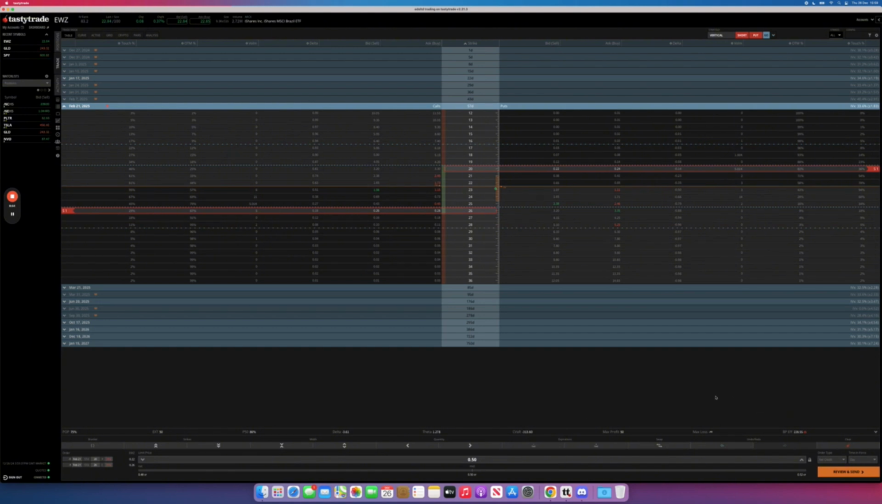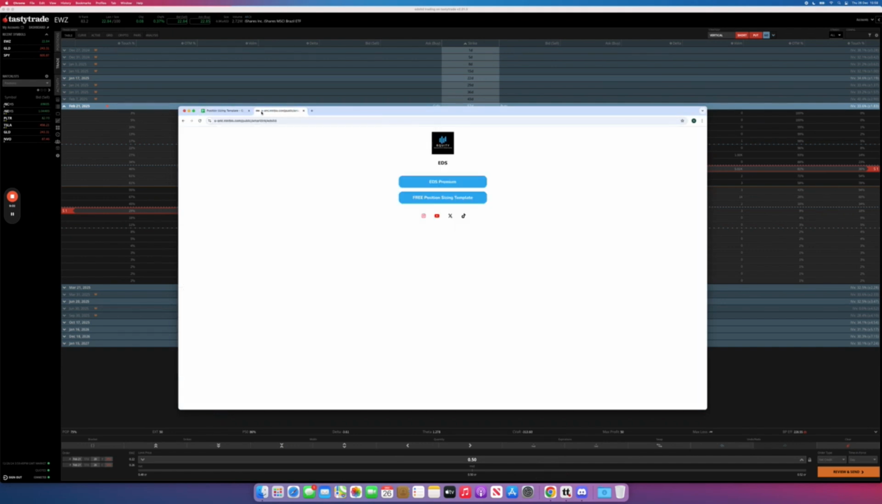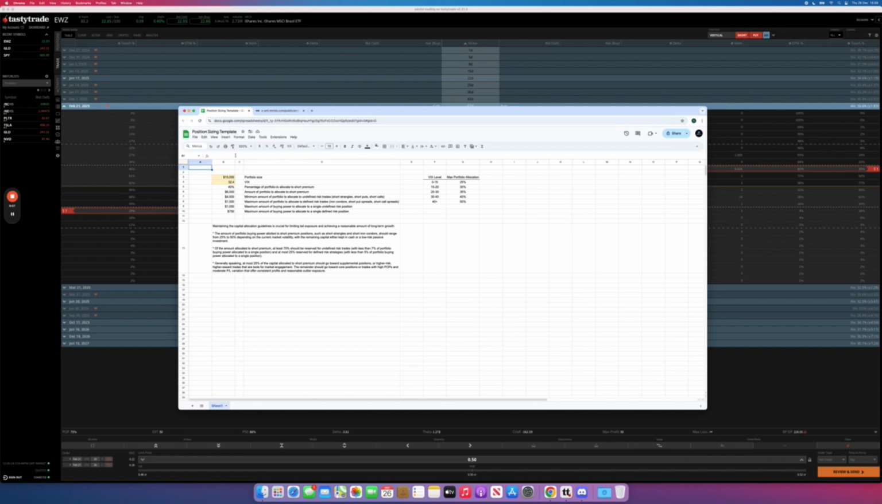Now, how do we know how much buying power you should be allocating to your positions? Well, in order to figure that out, we've created a free position sizing template. The link will be in the description. And the way it works is you enter in the size of your portfolio at the top, and then you enter in whatever the current VIX level is below it, and then everything will then be automatically calculated for you. So at this point, you simply just need to use this information to form the backbone of your portfolio.